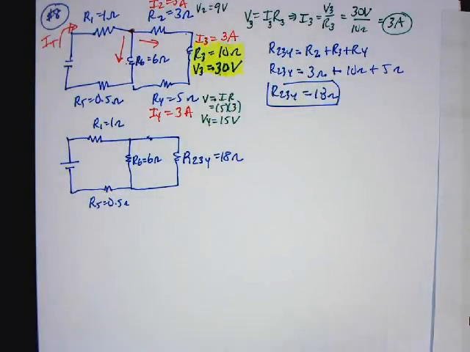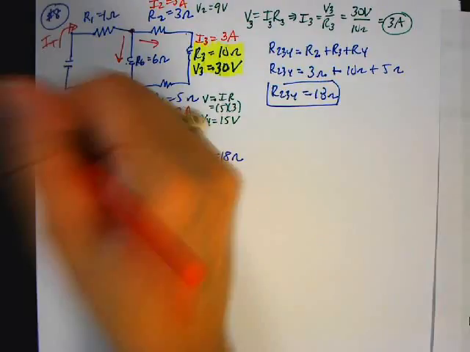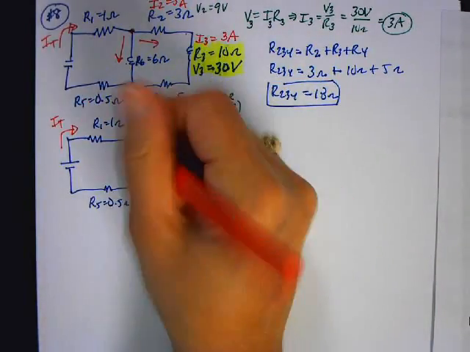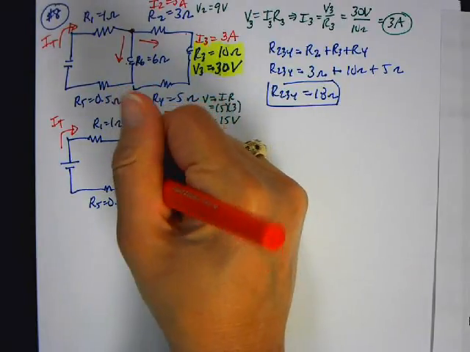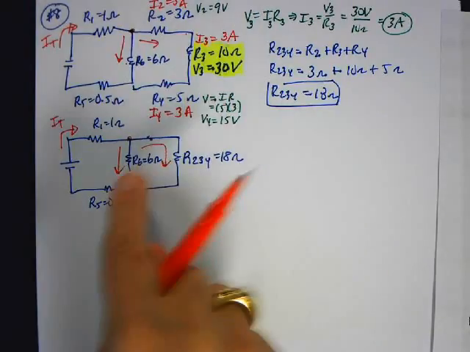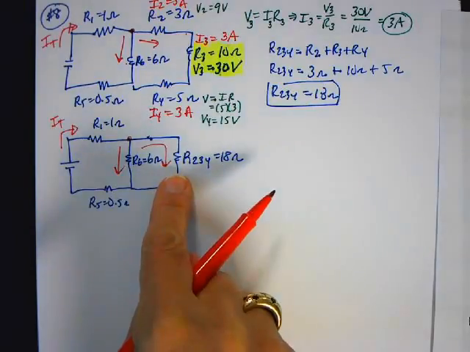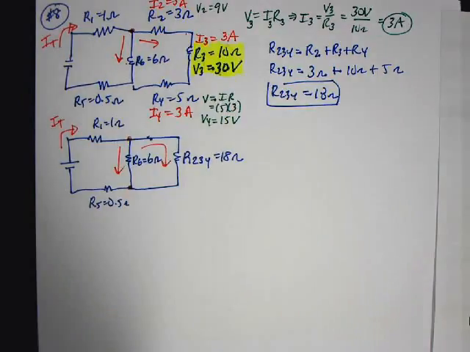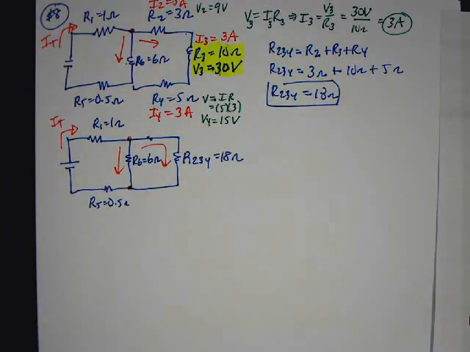Okay, so I have my current coming out of the battery, IT. It's going through here. When it gets to this point, it splits between these two. So these two are in parallel with one another, because when it comes back here, it meets back up. So now I'm going to add these two resistors in parallel.